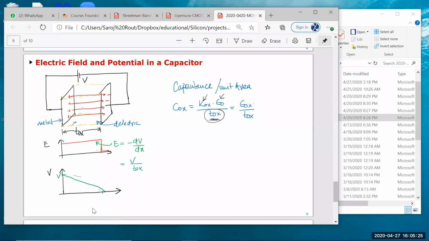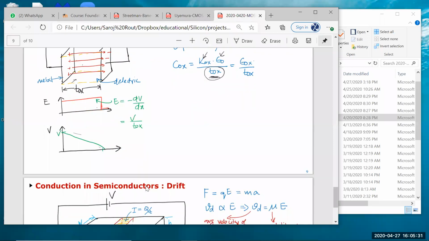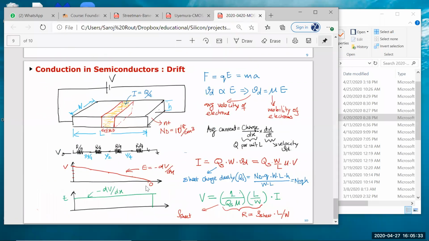Okay, so then this is the capacitor. I don't think there's much to say here. Then we derived the equation for conduction in a conduction material. And I derived this because we're going to use it for our current equation for our MOS.